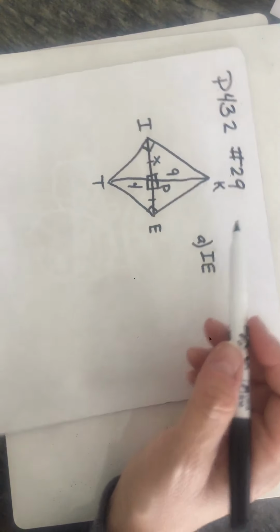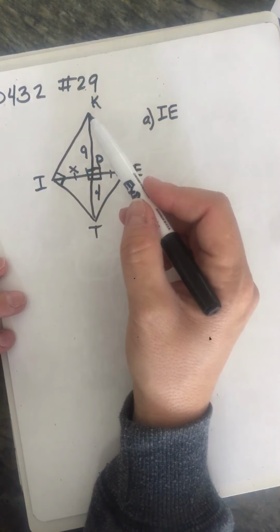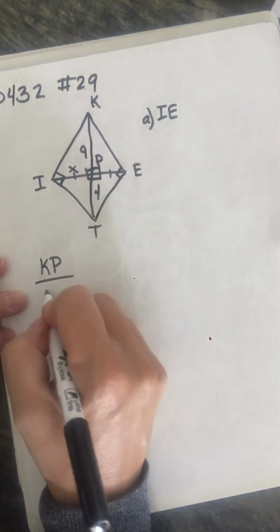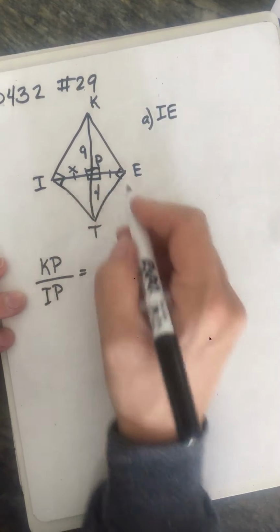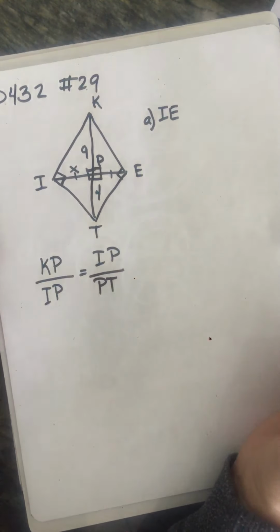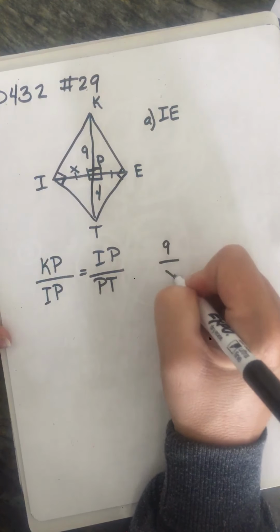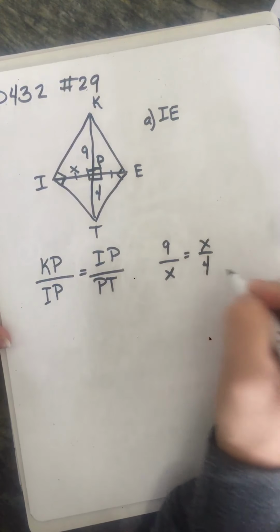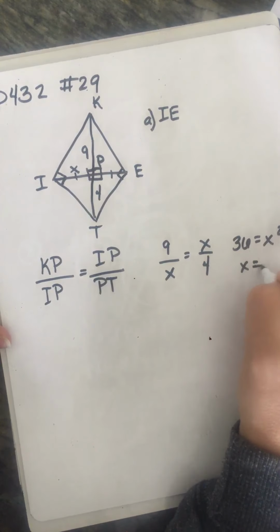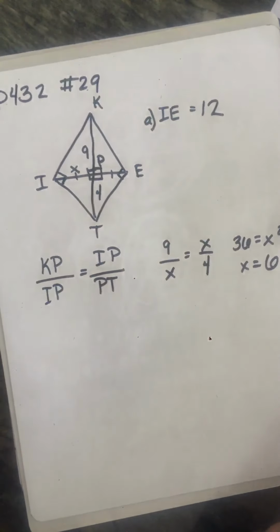So let's go back to looking at it like this, because my letters are this direction. So KP is to IP as IP is to PT. All right, so we've got 9 is to X as X is to 4, and you cross multiply. So 36 equals X squared, X equals 6. So that means that IE equals 12.